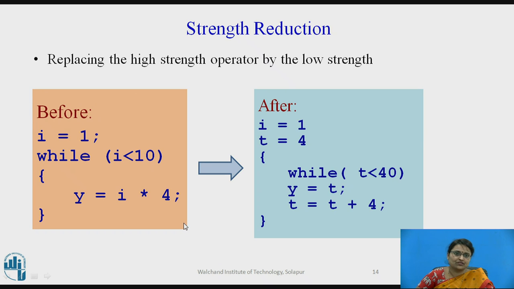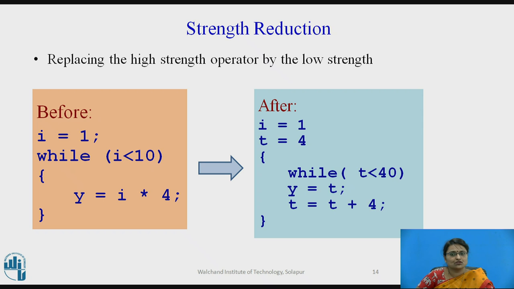Now the next one is strength reduction. The name itself says it is reducing the strength of the particular statement. See this example: some loop is there and I is multiplied by 4. How can we reduce the strength? We know that for a computer program, multiplication takes more time for execution as compared to addition. So instead of taking I multiplied by 4, we convert that into an addition. So this is called strength reduction.